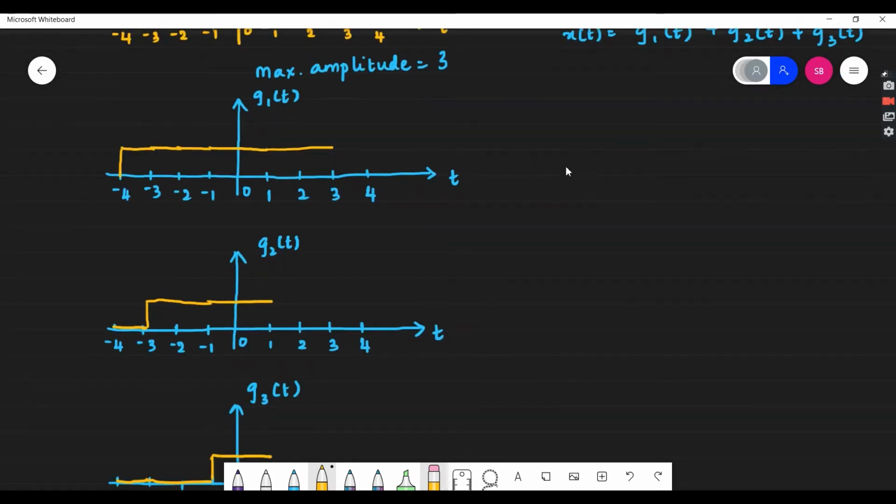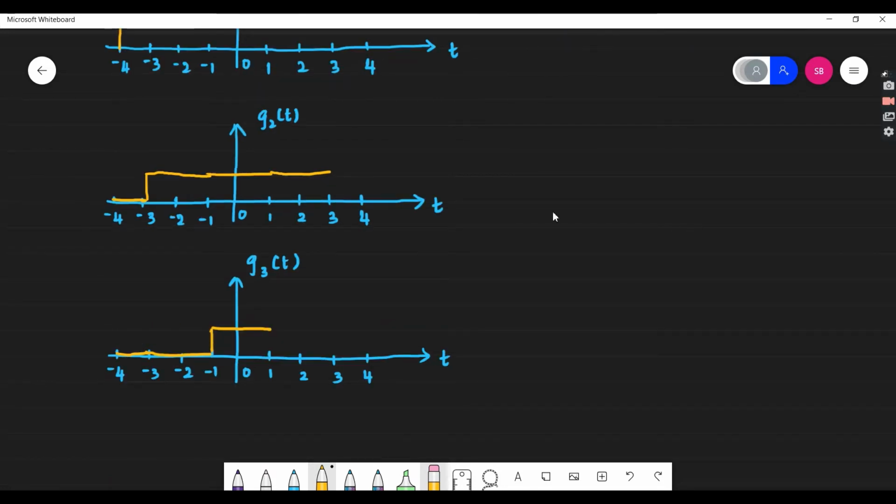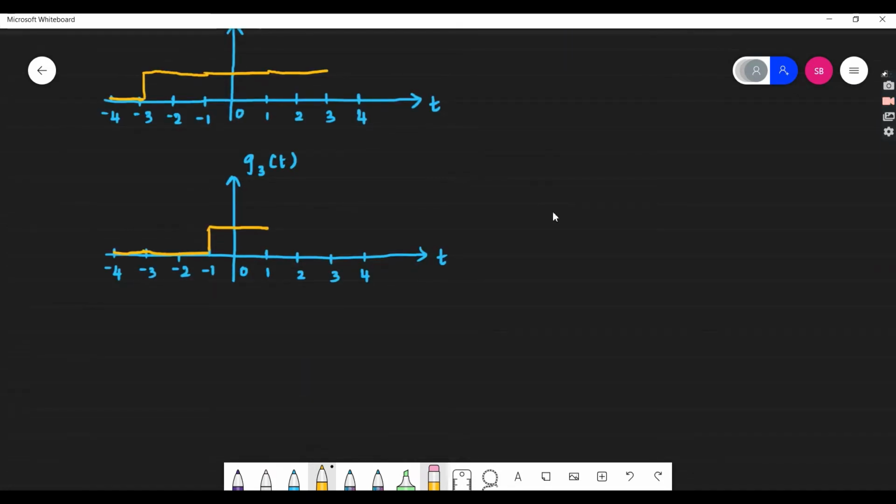Again for G2 also, I will take the amplitude as 1. So now from 1 to 3, it is 1 plus 1, which is equal to 2. And from 1 to 3, the G3 of T signal, I will take it as 0, because the only amplitude I need is 2. So from 1 to 3, it is 0 now.